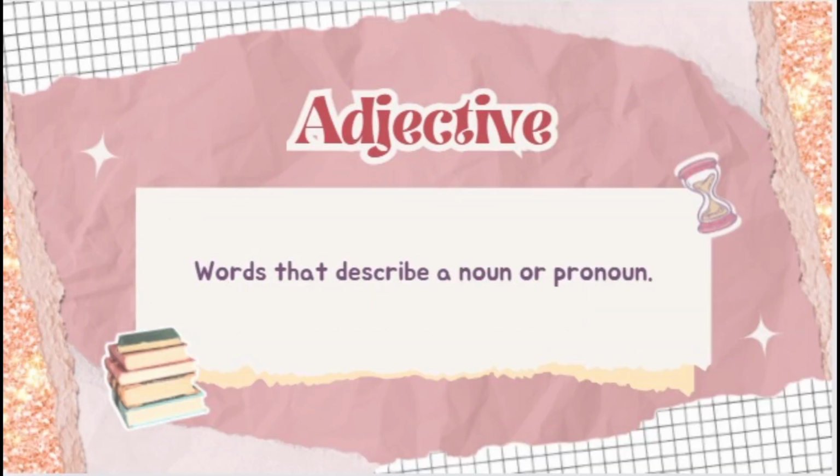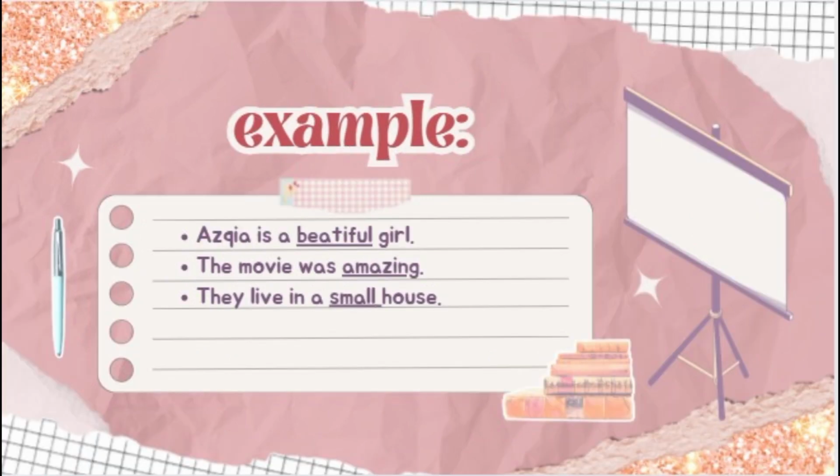The fourth is adjective. An adjective is a word that describes or gives more information about a noun or pronoun. It tells us qualities or characteristics such as size, color, shape, or feeling. For example, in the phrase a red apple, red is the adjective describing the apple. Adjectives usually come before the noun they describe or after a linking verb like is. For example, the sky is blue. The examples are: Askia is a beautiful girl. The movie was amazing. They live in a small house.